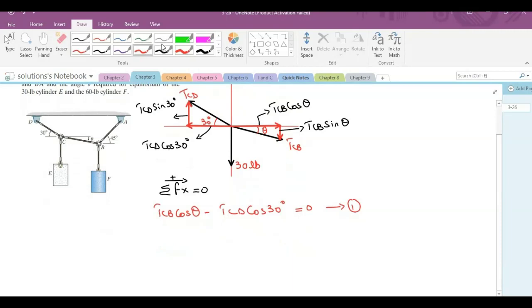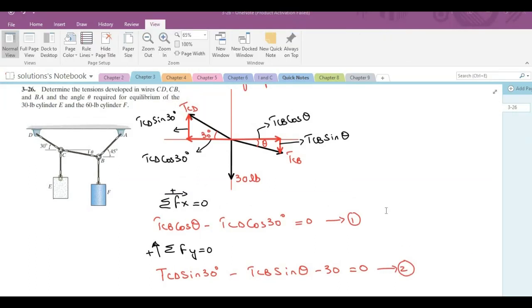Similarly, I have another equation, that is summation of the forces in y equals 0. I am considering up direction as positive. So we have TCD sin 30 minus TCB sin theta minus this 30 lbs equals 0. Let's call this equation 2.